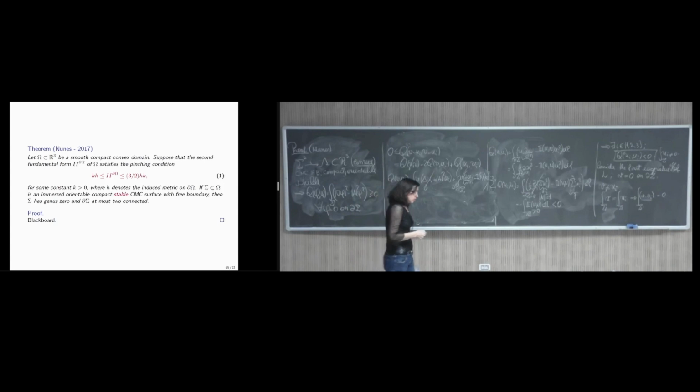So you have here a beautiful result because you have a classification. It involves topology, geometry, and variation. So I think it is a beautiful result. So let's begin to prove these results. Is there any question here? No? Okay.